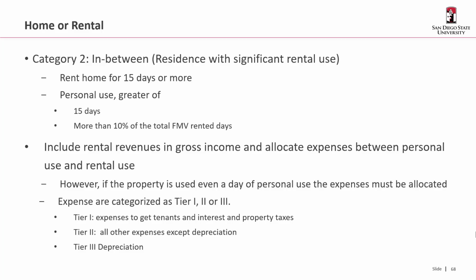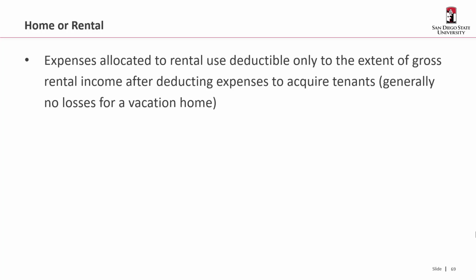Tier 1 expenses are what we call direct expenses, or think of them as expenses to get tenants. Like I had to place an ad in the newspaper. That's got nothing to do with me using the dwelling personally. That's a direct expense, and that's a Tier 1 expense. Interest and property taxes are also Tier 1 expenses, the notion being these are deductible no matter what. Tier 2 is all other expenses except depreciation, and Tier 3 is depreciation.